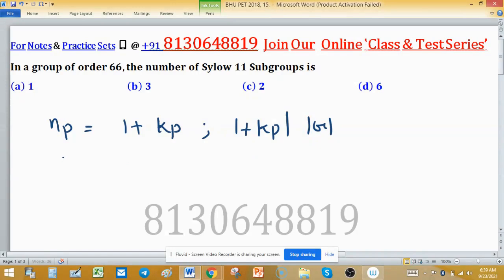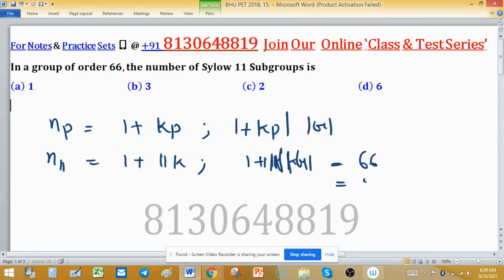So we have to find the number of Sylow 11 subgroups. So we have to find n11, and this value is equal to 1 plus 11k, where 1 plus 11k divides the order of the group. The order of the group is 66, and 66 can be written as 2 into 3 into 11.